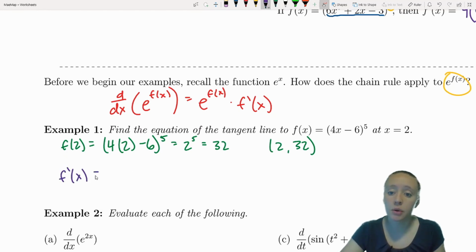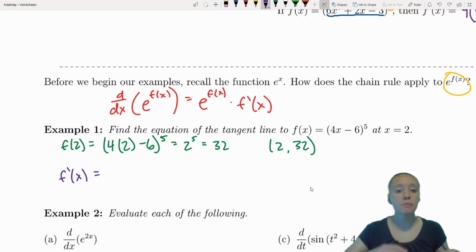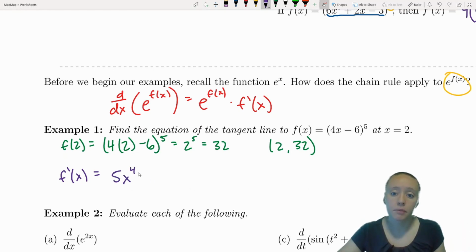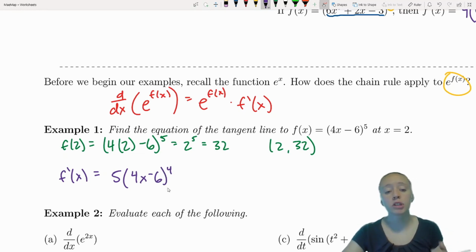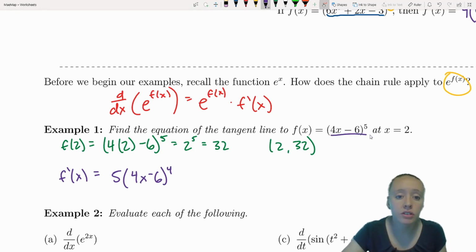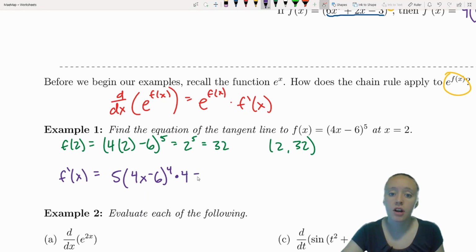So f prime of x is going to equal, taking the derivative, what rule are we going to have to use? We're going to have to use the chain rule because we have some function raised to a power of 5. So our outermost function essentially is some x to the fifth. How do we take the derivative of x to the fifth? That becomes 5x to the fourth. But we don't have an x in here. We have a 4x minus 6. So as opposed to 5x to the fourth, this is 5 times 4x minus 6 to the fourth. And then I need to multiply finally by the derivative of that inner function, the derivative of 4x minus 6, which is going to be a 4. So simplifying this down by combining the 5 and 4, I'll get 20 times 4x minus 6 to the fourth.